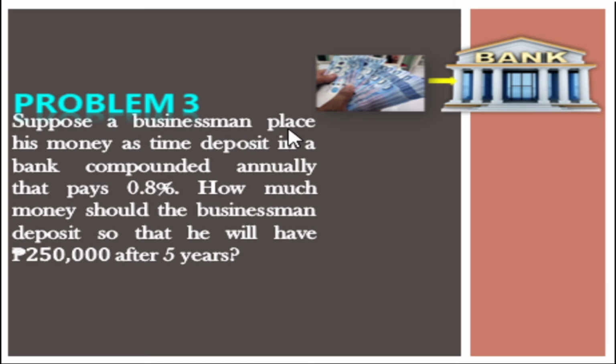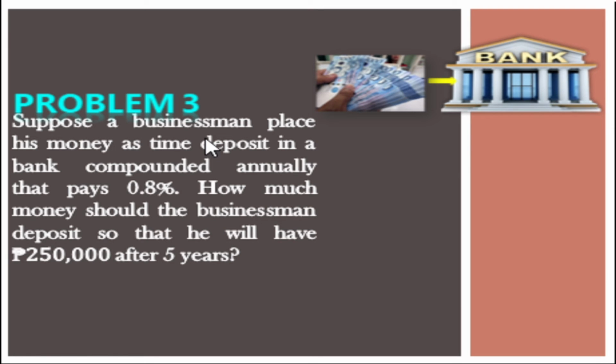In the third problem, suppose a businessman places his money as time deposit in a bank compounded annually that pays 0.8%. How much money should the businessman deposit so that he will have 250,000 pesos after 5 years?